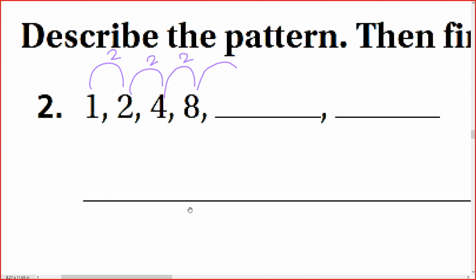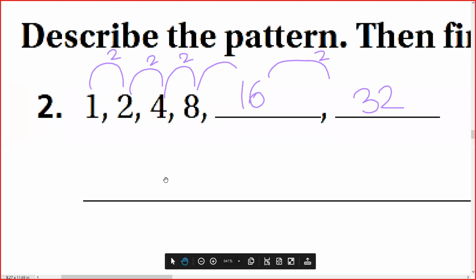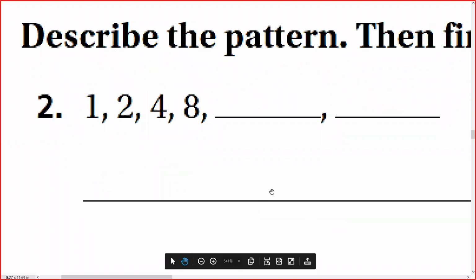Yalla, then now here, 8 times 2. 16. I want Lana to answer. 16. Then times 2. 32. Thank you so much, Lana. So here, she noticed that if you multiply the term by 2, you will get the next term. Is it clear? Yes, teacher.